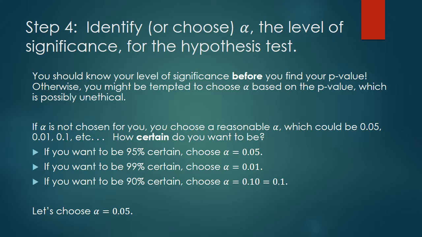Sometimes you want to be really certain, and then you would have something like 99.5%. Your alpha is really tiny, 0.005. 99.9%. Oh, alpha's even tinier, 0.001. But for us, let's just go with alpha equals 5%, 0.05. We want to be 95% certain before we say, no, our results are crazy.